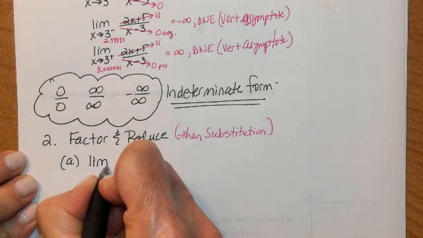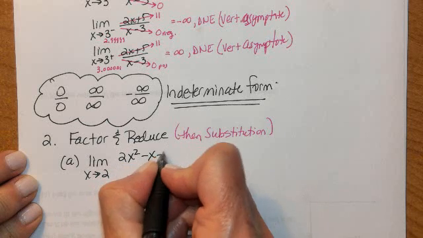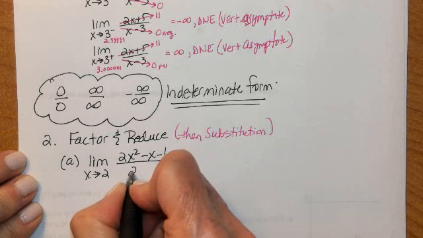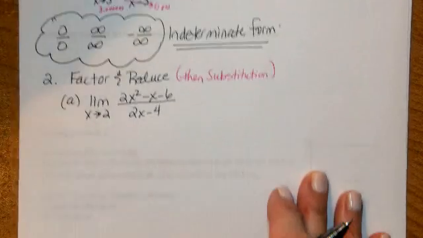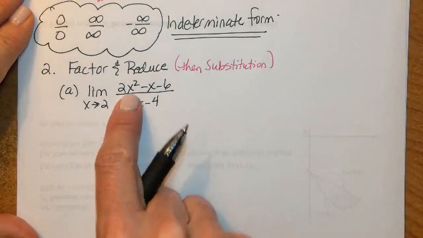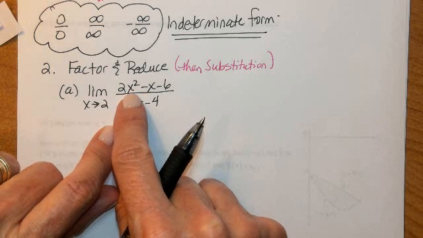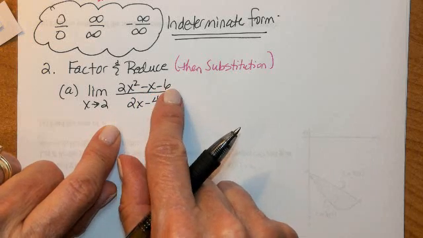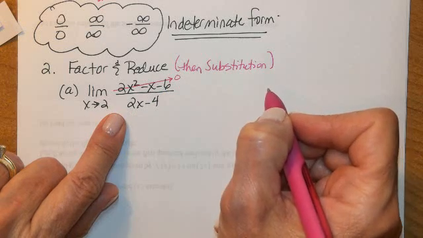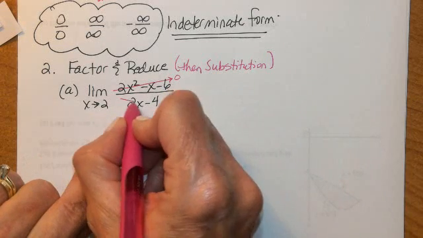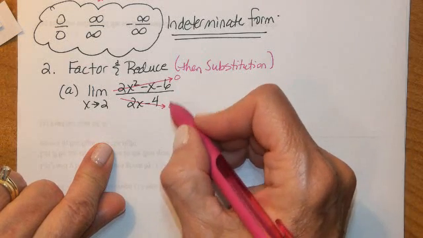Let's say the limit as x approaches 2 of 2x squared minus x minus 6, all divided by the quantity 2x minus 4. Well, if we just put in 2 for x, we're going to have 2 times 4, so 8, minus 2 is 6, minus 6 is 0, right? So the numerator is going to 0. What is the denominator going to? Well, it is also going to 0.